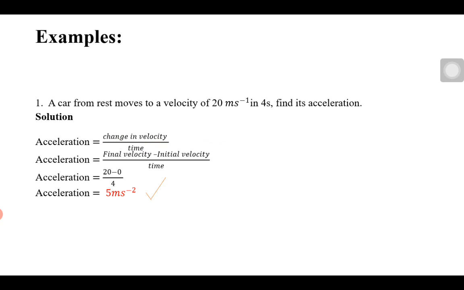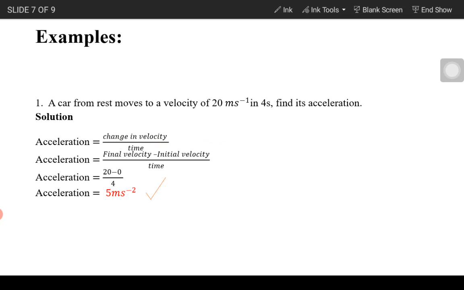We have an example here that is going to help us to find acceleration. A car from rest moves to a velocity of 20 meters per second in 4 seconds, and the question says find its acceleration. So we have already said that acceleration is change in velocity divided by time. Are we together? Change in velocity divided by time.